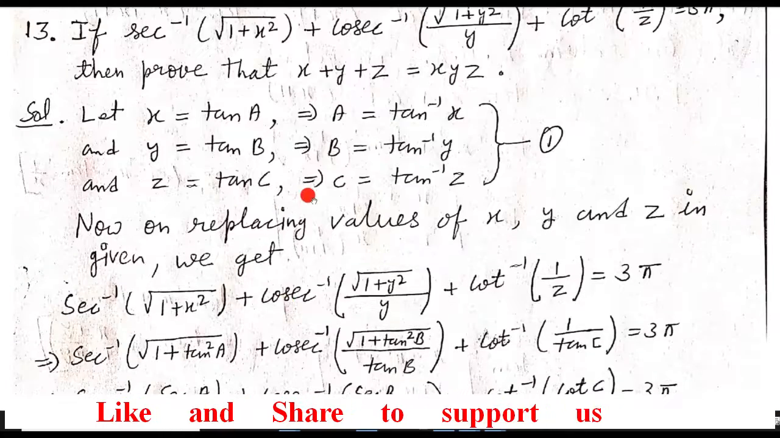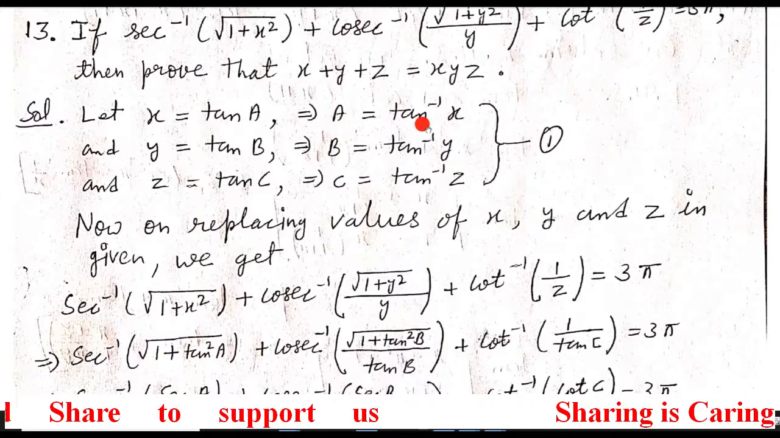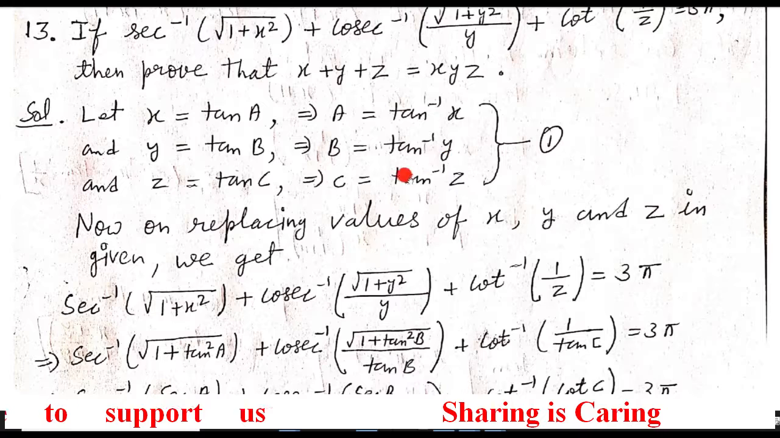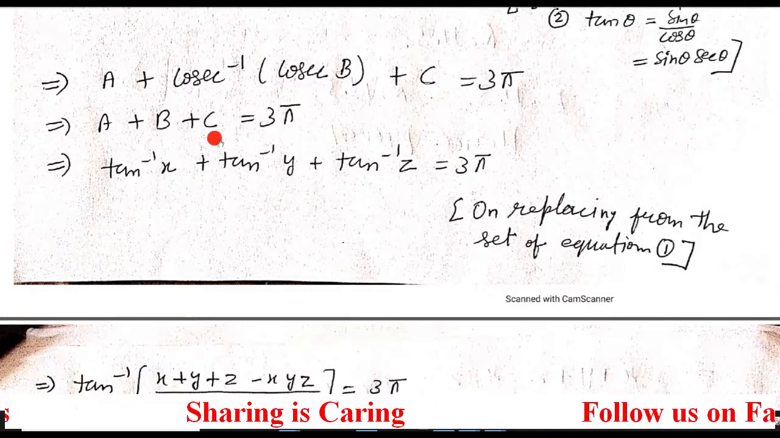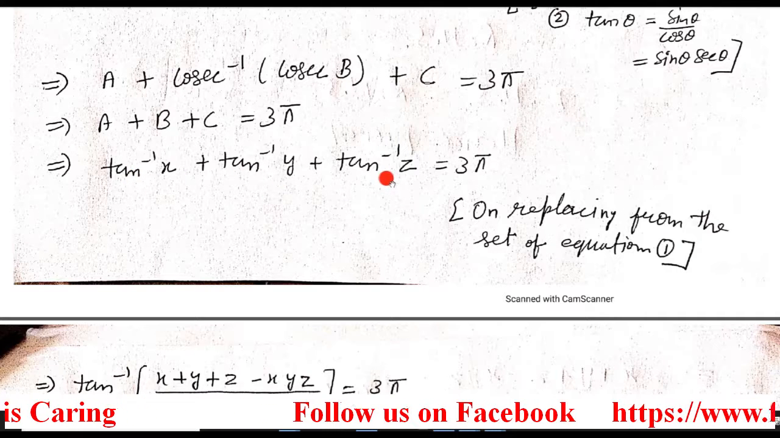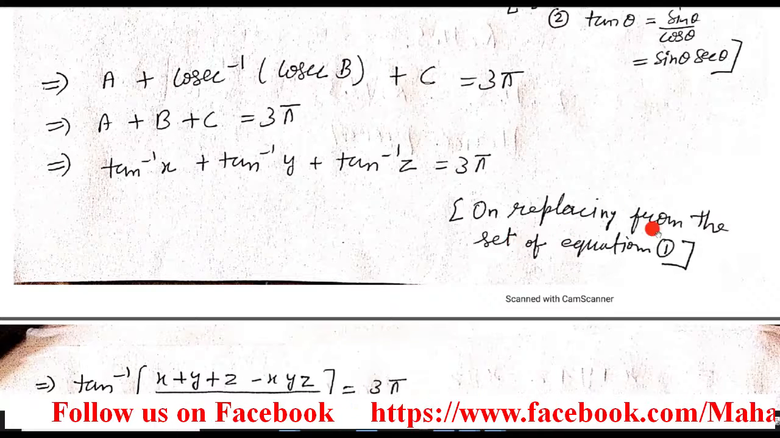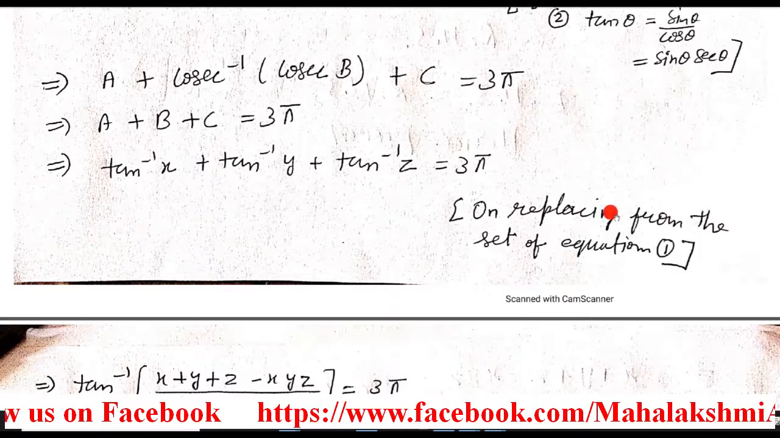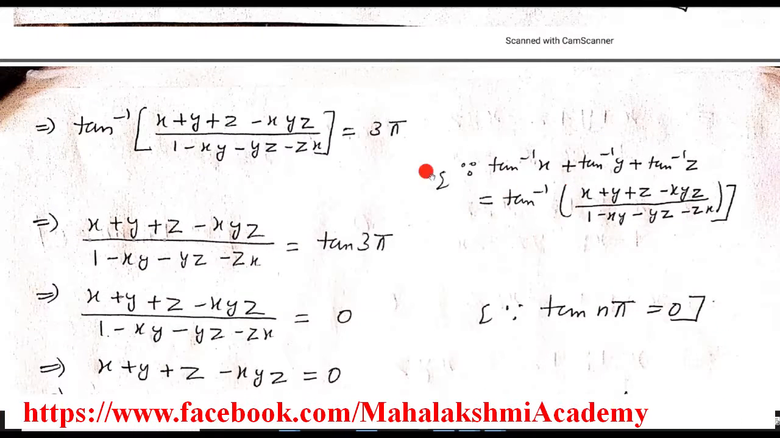Now initially you might notice we already calculated the values of A, B, C, that is tan inverse X, tan inverse Y, tan inverse Z. Now instead of A, B, C, we'll write tan inverse X plus tan inverse Y plus tan inverse Z is equal to 3 pi. This replacement we had done from equation 1. Now we'll use the formula for 3 terms, that is this formula we had used.